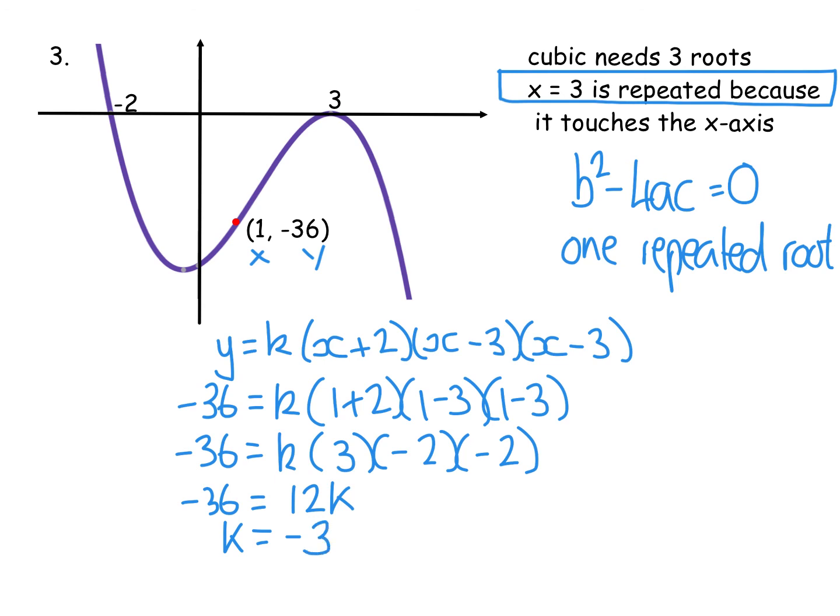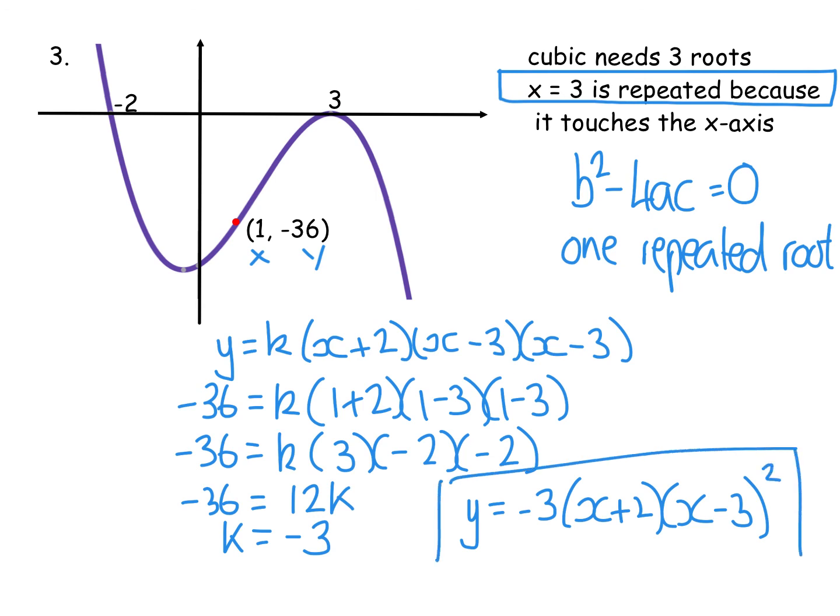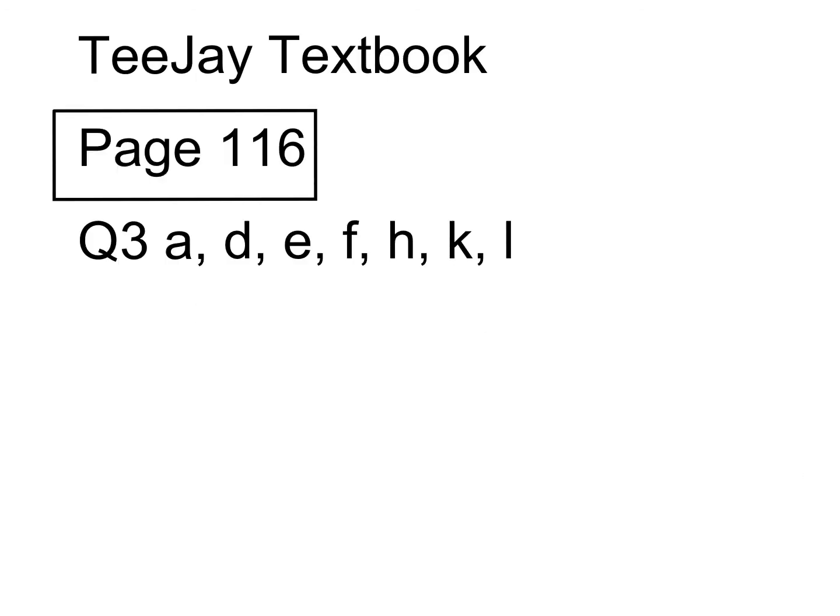So our final equation will be y equals -3(x + 2)(x - 3). Now you can write that bracket twice, or you might see it sometimes with a squared at the end. So it's up to you how you want to write that. I've put the squared in because I honestly didn't have enough room to put in that extra bracket. So that's me showing you 3 examples. This is a really important one because it's got that repeated root, and that will come up a couple of times at Higher.